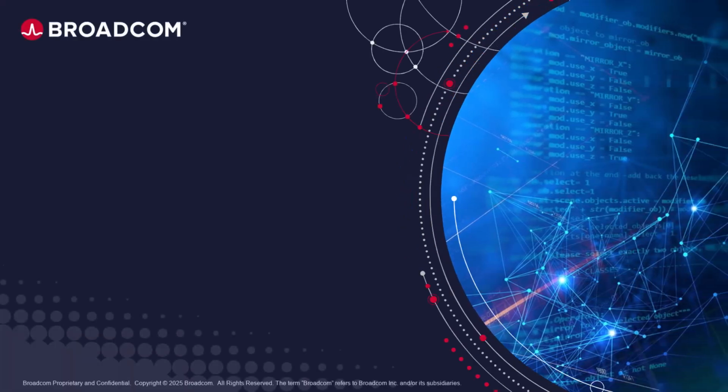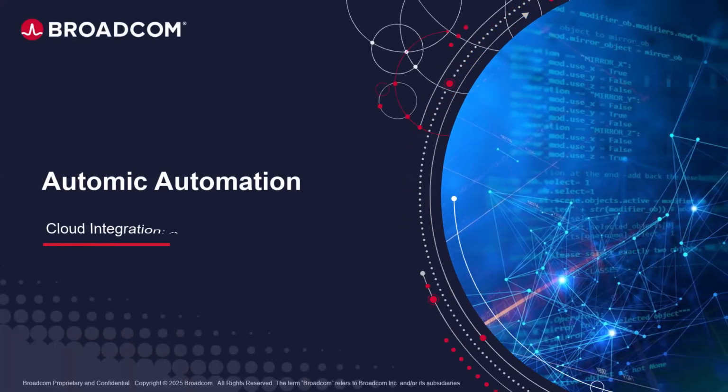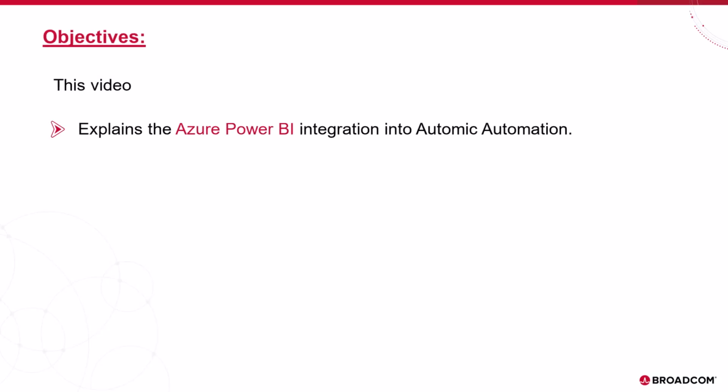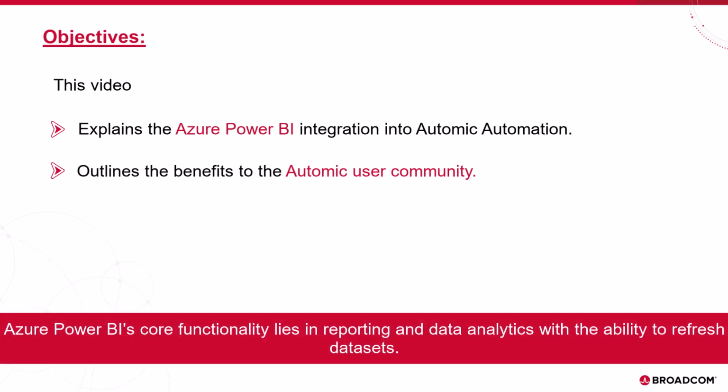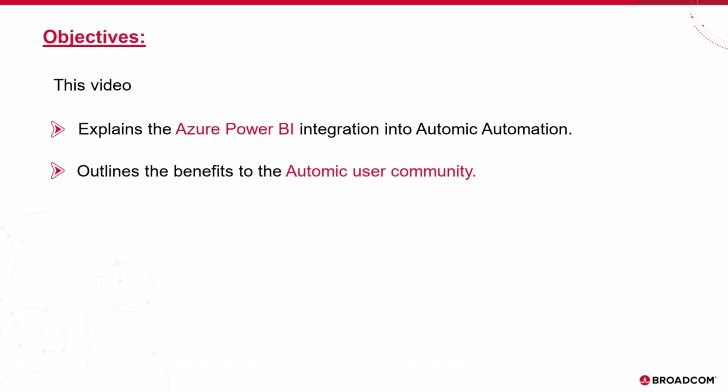Welcome to this video on the Automic Automation Azure Power BI integration solution. In this video, we will explain the Azure Power BI cloud integration and what it brings to the Automic Automation user community. Azure Power BI's core functionality revolves around reporting and data analytics. It allows users to fetch data from various sources, process it, and display it to users. One of its strengths is the ability to refresh datasets.